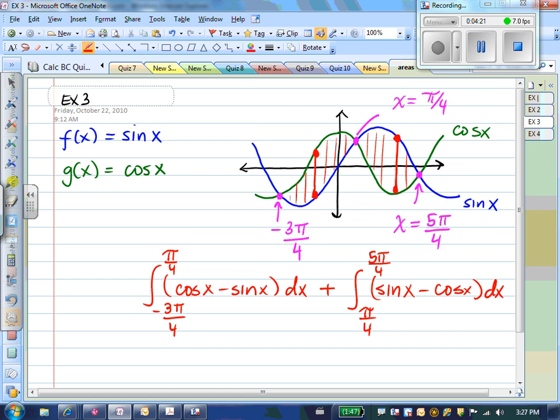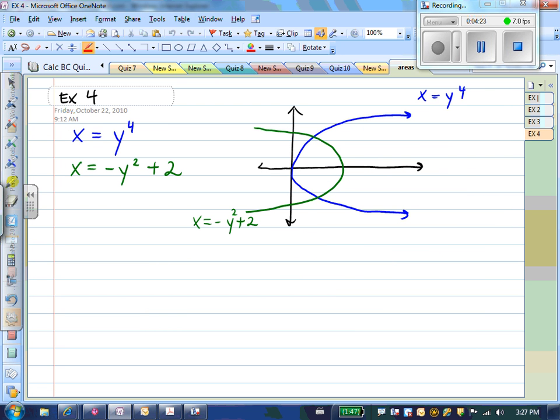The last problem actually just turns things around. So here's the function. Again, pause it if you need to write it down and copy it down. The idea here is that we have functions that are in terms of y, so x in terms of y. So these are sideways. This one's a sideways parabola. This one is a sideways quartic graph.